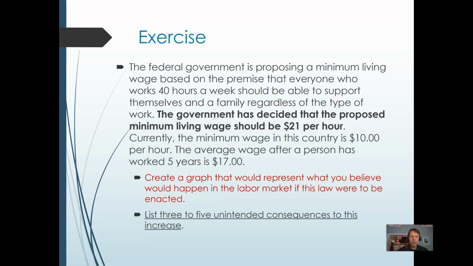So I wanted you to create a graph that would represent what you believe would happen in the labor market using what you just saw in the previous slides, and draw that out for me. And then list 3 to 5 unintended consequences to this increase in the minimum wage from $10 to $21. What are some of the outcomes of this that maybe weren't the things we were trying to make happen, but the results of a policy like this?